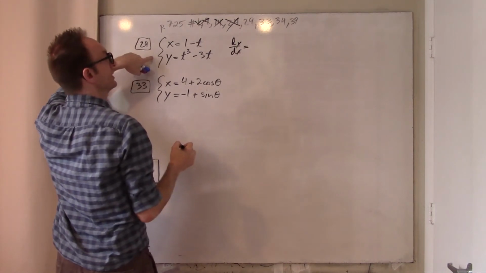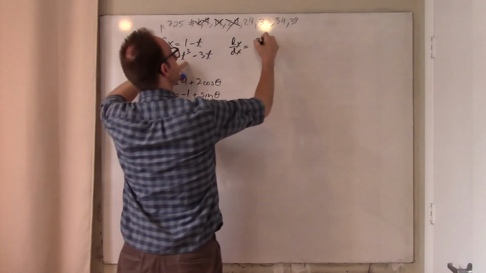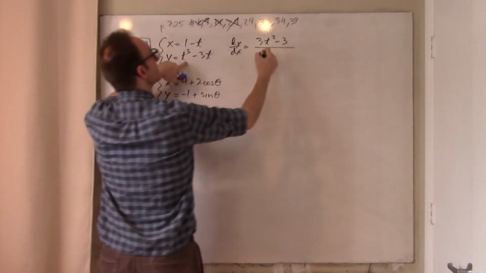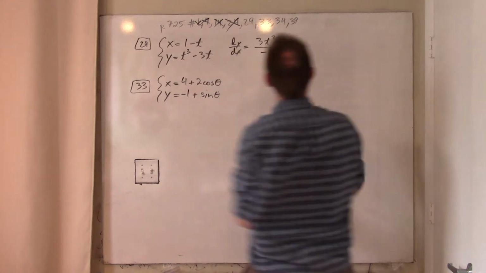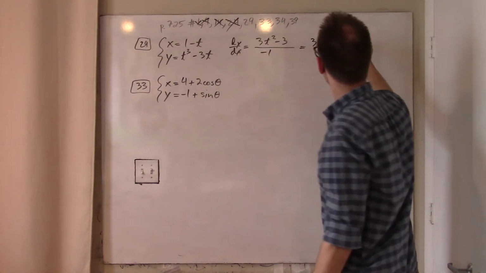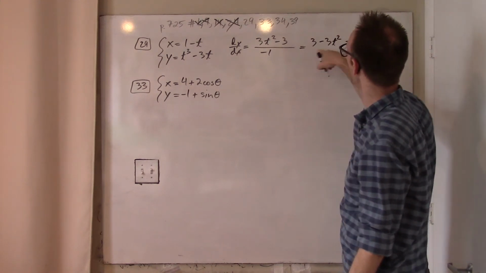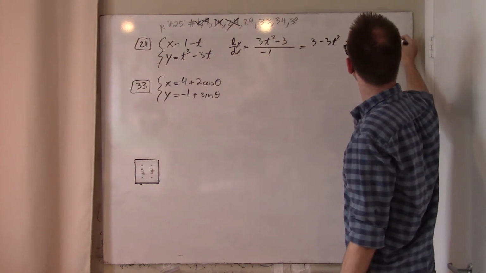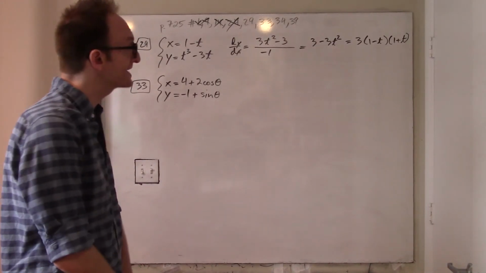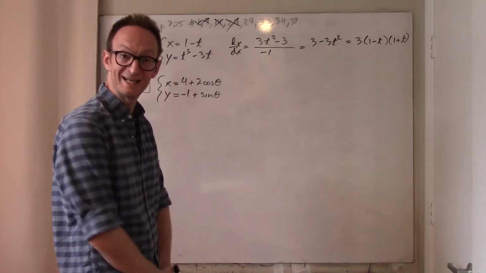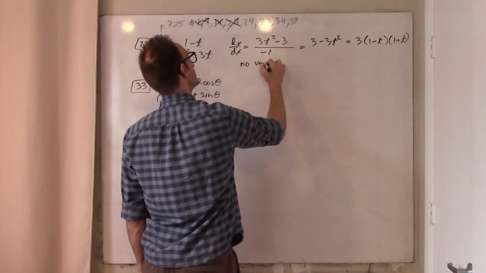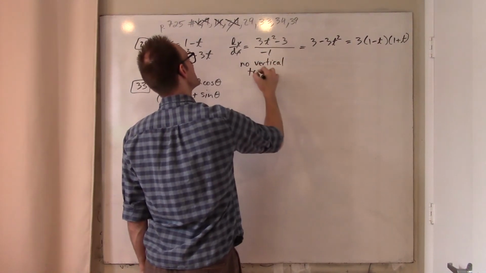tangent line to the curve, I just do it. dy/dx is dy/dt over dx/dt, so that's 3t squared minus 3 over dx/dt, which is negative 1. And so this is just going to be 3 minus 3t squared, which of course you can write as 3 times 1 minus t squared, so 1 minus t, 1 plus t. And therefore, if that's the slope of the tangent line to the curve, it's never going to be infinity. So I'm going to have no vertical tangents.